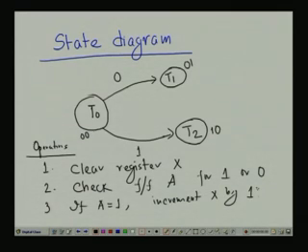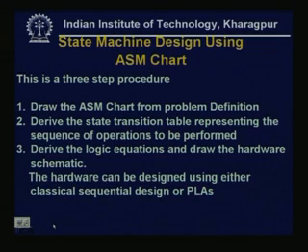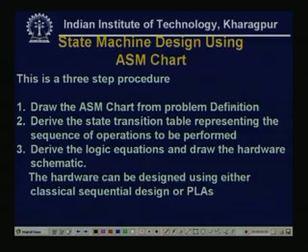Okay. So, we have seen how the ASM chart can be drawn from the machine specification, and from there the state diagram can also come out from that ASM chart. Now, we see what are the generic steps for the state machine design using the ASM chart. Normally, this is a 3-step procedure. The first step is draw the ASM chart from problem definition. Problem definition means that machine specification I told: one register X is there, a flip flop A is checked. If it is 0, then go to state T1. If it is 1, then increment X by 1, and the next state will be T2. So, this is my problem definition or the problem specification.